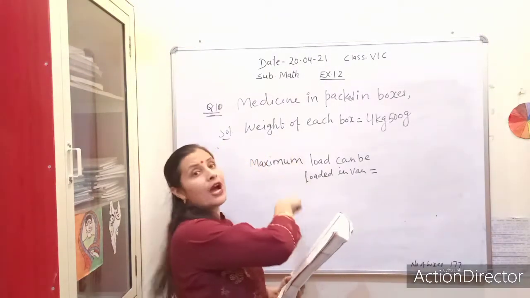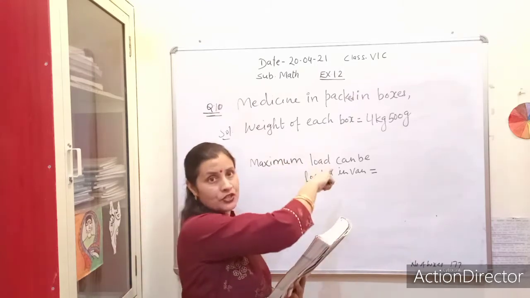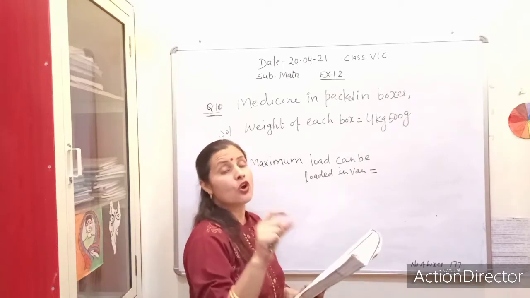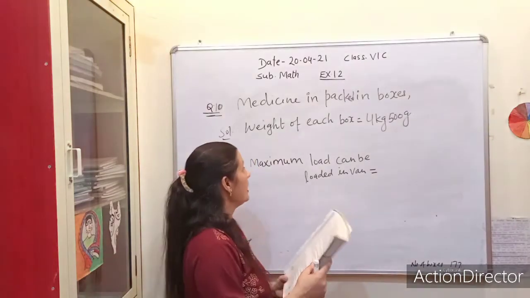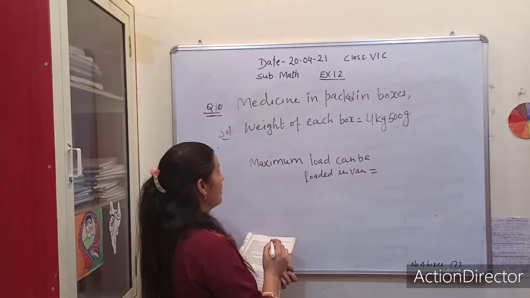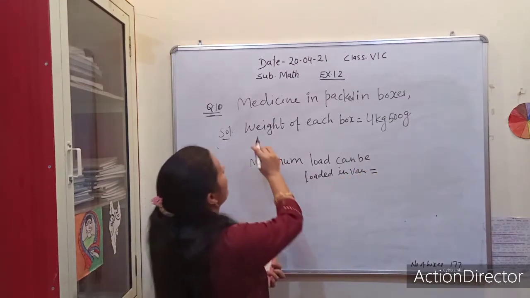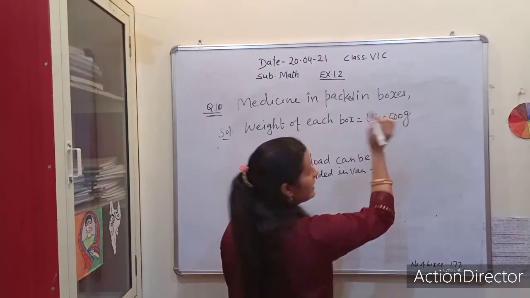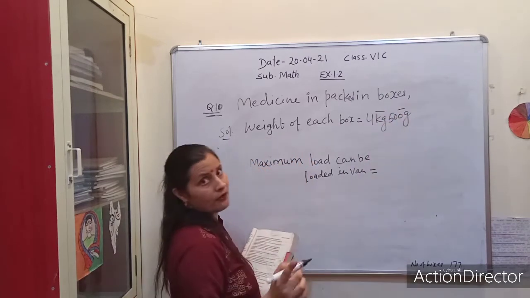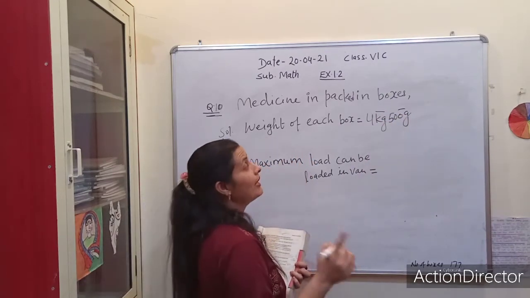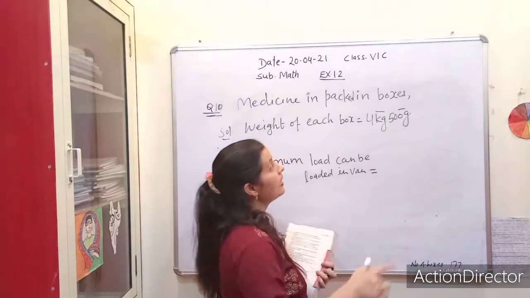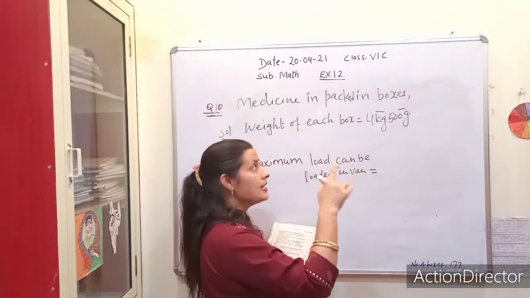So first we will note down the things which are given in the question, and after that we will try to find out the thing which it is asking. Here it is written, maximum load that can be loaded in the van. Weight of each box is 4 kg 500 gram. Again you can see two different units. What will we do? We will convert them into the same unit to make our calculation easier.